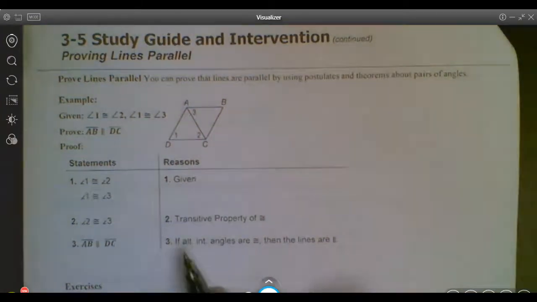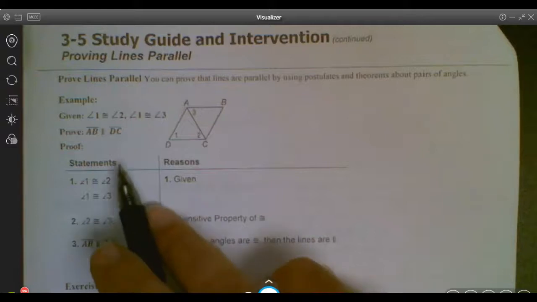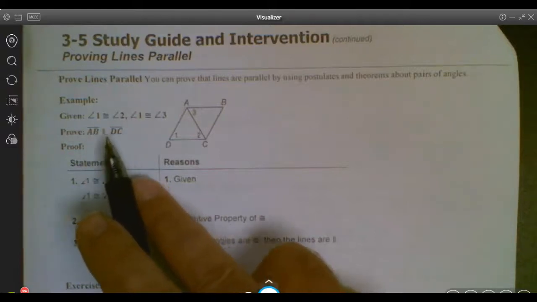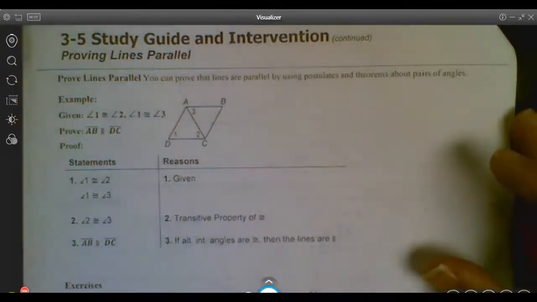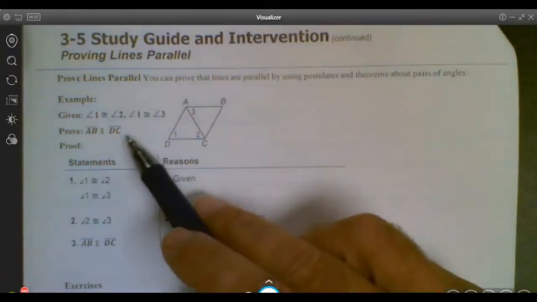And so here's the new one. Look at what we were trying to prove on this one. We were trying to prove that the lines are parallel. And anytime you're doing that, you've got to be thinking converse, right? So I'm thinking the converse of this statement.